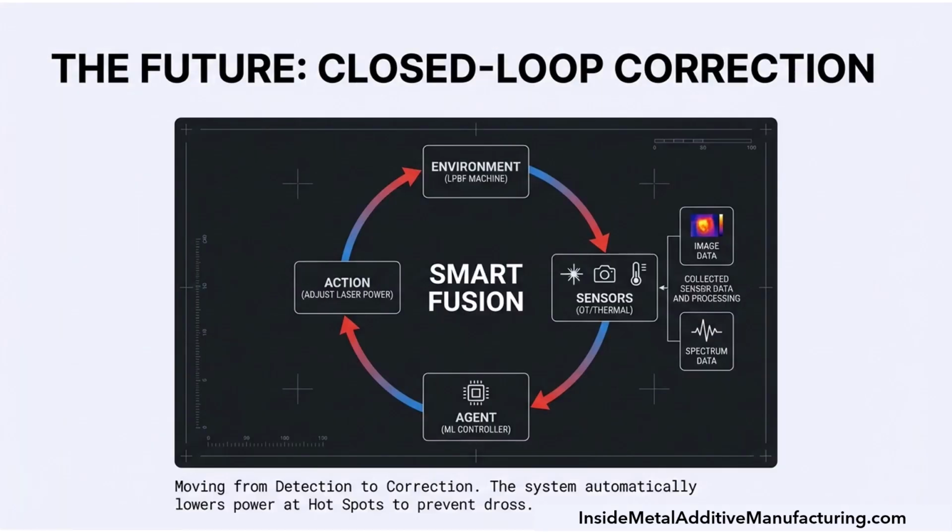We are transitioning from mere detection to active correction with systems like Smart Fusion. These closed-loop controllers analyze sensor data and automatically adjust laser power in real time. By lowering power at detected hotspots, the system prevents dross and overheating before they compromise the build, allowing for lighter support layouts and better surface quality.